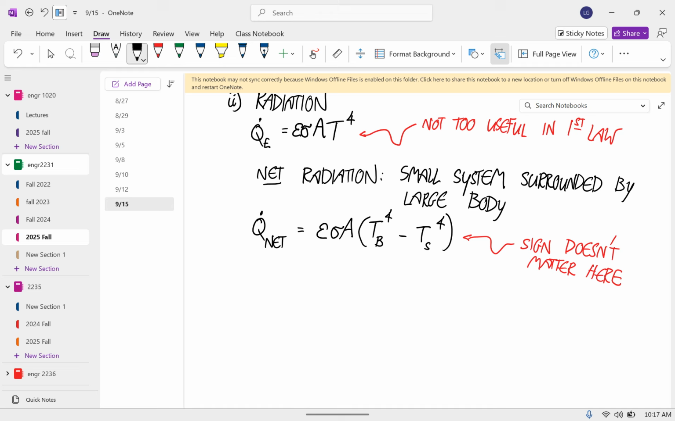Remember that radiation is electromagnetic waves. So this is transferred by electromagnetic waves. And also remember that whenever you're using these radiation equations, the temperature needs to be in an absolute scale like Kelvin.